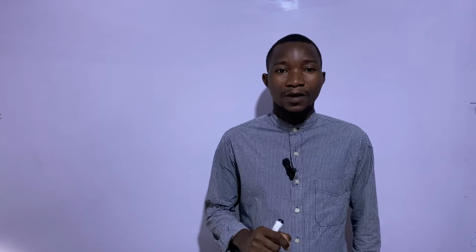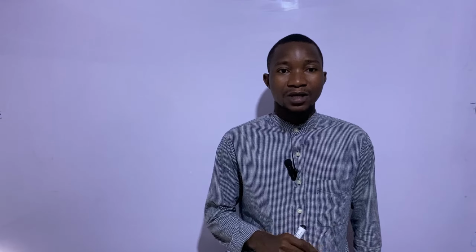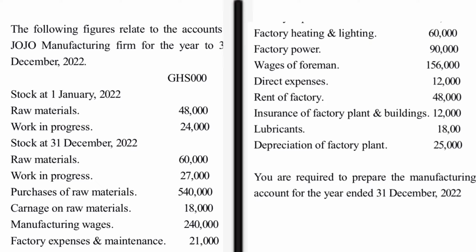So without wasting much time, let's quickly go through the question and see how we could prepare the manufacturing account of the manufacturing firm. So let's go through the question together. The following figures relate to the accounts of Jojo Manufacturing Firm for the year to 31st December 2022. The currency sign is Ghana cedis and 3 zeros are up, and it affects all the figures.